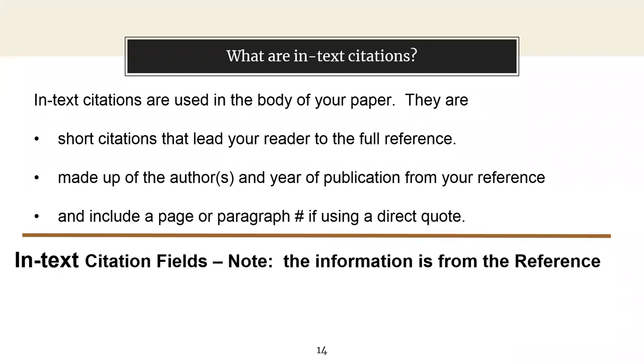Okay, so those references lead your reader to the source material, but an in-text citation is found in the body of your paper. They are just short citations that lead your reader to the full reference on the reference page. And they're only made up of the author or authors and year of publication, just the year, not the month and the day. They include a page number or paragraph number if you're using, you know, like a direct quote.